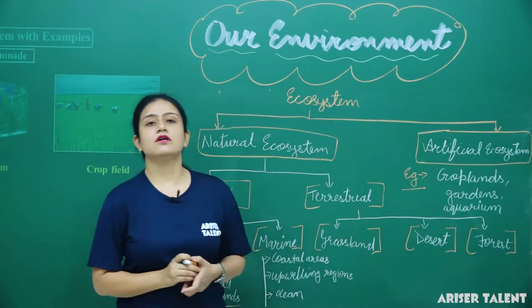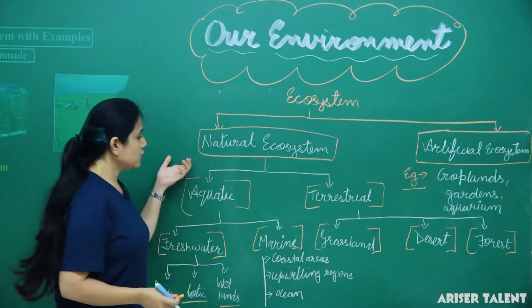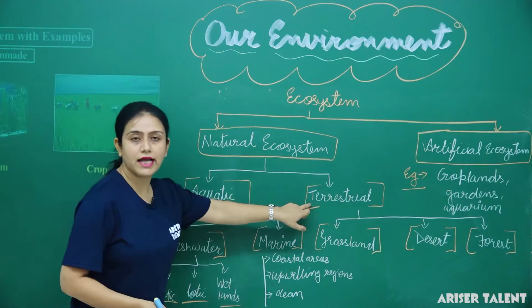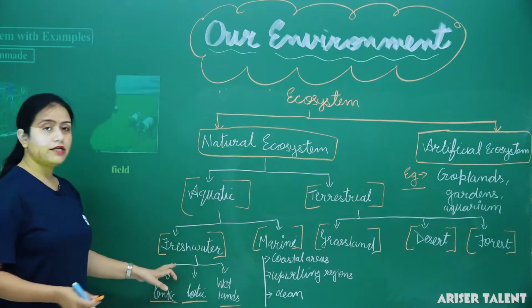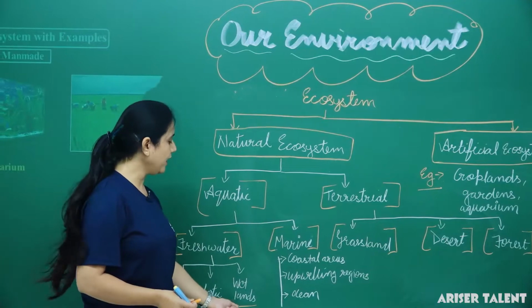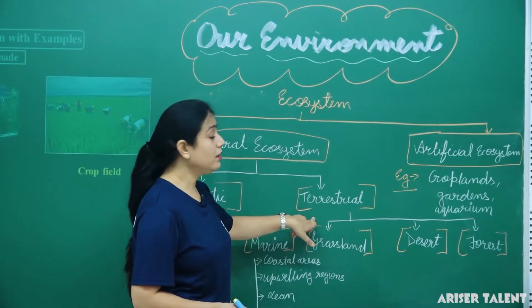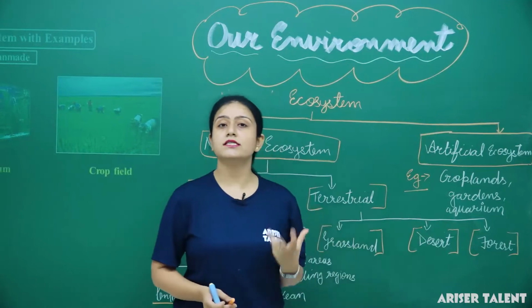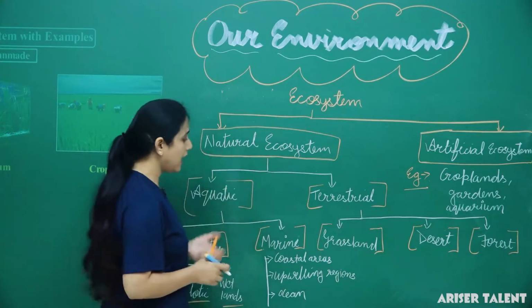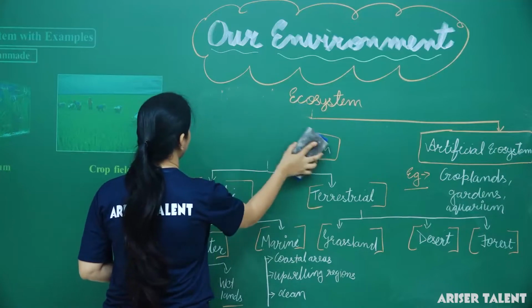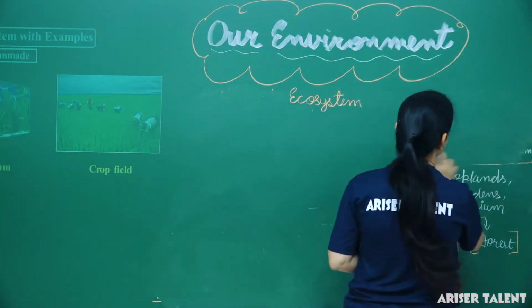Clear? So, on the basis of nature, ecosystem is of two type, natural ecosystem and artificial ecosystem. Natural ecosystem is again of two type, aquatic and terrestrial. Aquatic ecosystem is again of two type, freshwater and marine. Freshwater is again classified in further groups, that is lantic, lotic and wetlands. Marine is again of three type, coastal, upwelling and oceans. Now let's talk about the terrestrial. Grassland, desert and forest. Next is artificial ecosystem which is man-made, that is croplands, gardens and aquariums. Clear? So here we have studied about the ecosystem which is based on nature. Now the ecosystem which is based on duration.